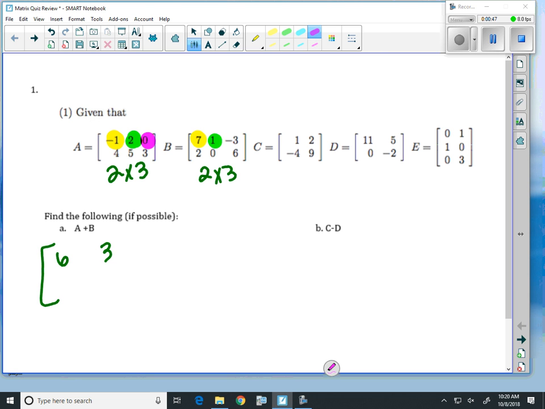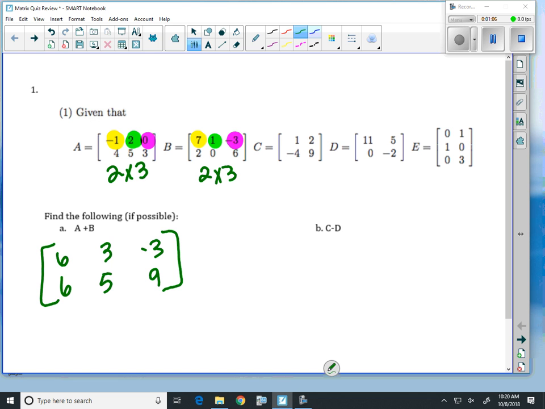Then we go to the 0 here. Add it to the -3. 0 plus -3 is -3, and that's row 1. And we do the same thing with the bottom row. 4 plus 2 is 6. 5 plus 0 is 5, and 3 plus 6 is 9.